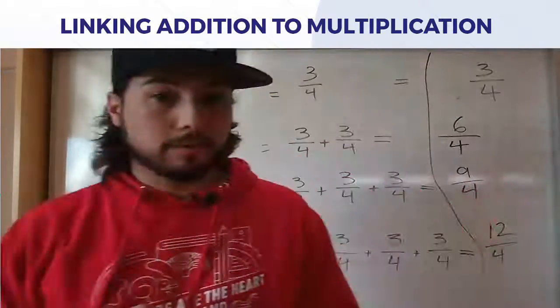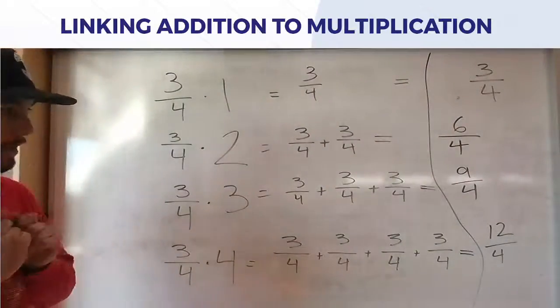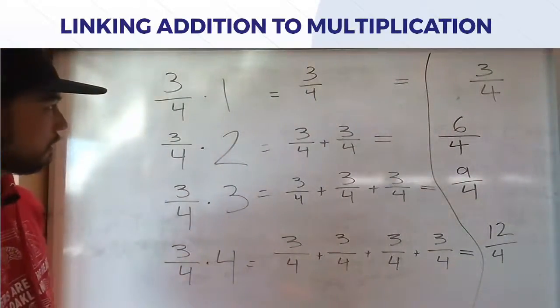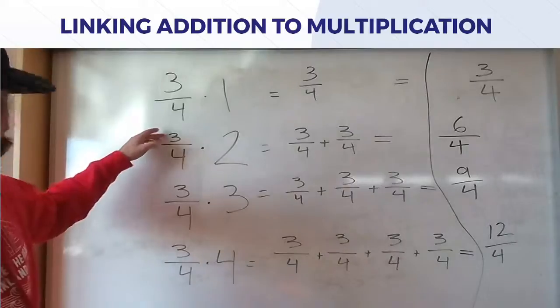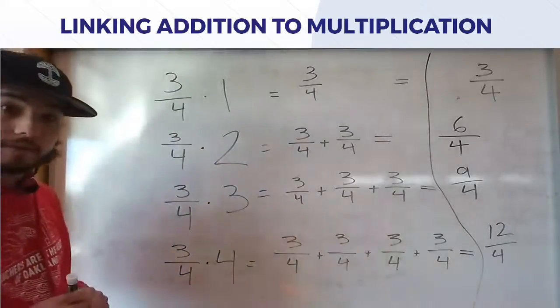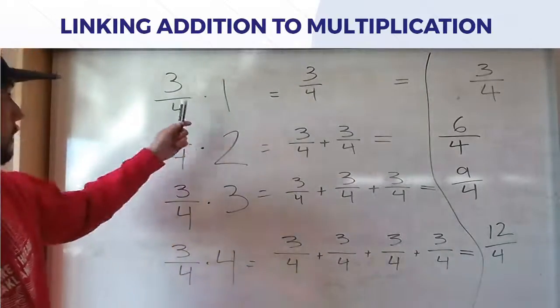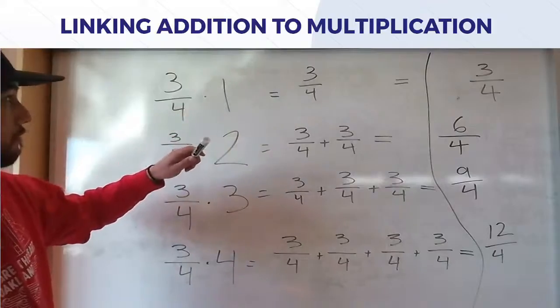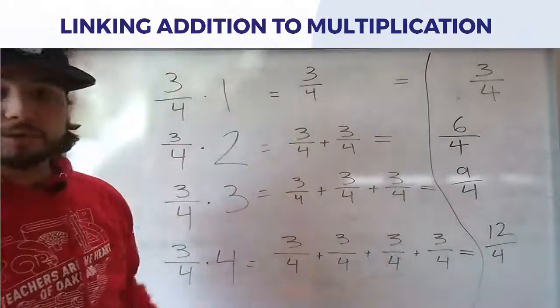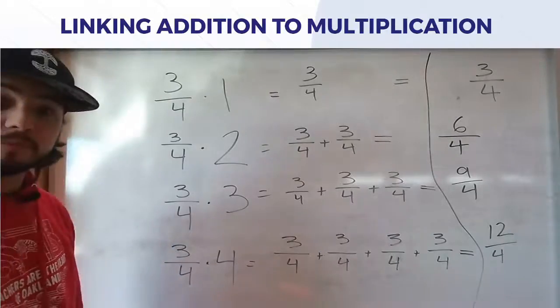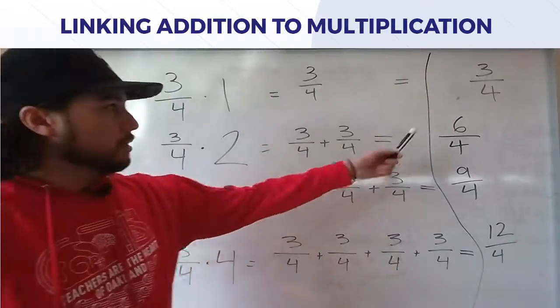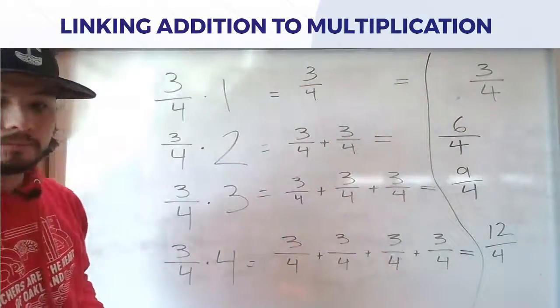And I'm noticing something here. I hope you're noticing that as well. Again, as far as our numerators are concerned, take a look. 3 times 1, or one group of 3 things, each one of them the size of a fourth, equals 3. 1 times 3 is 3.